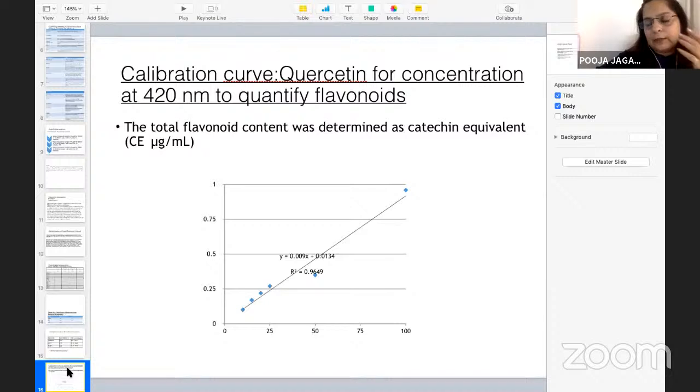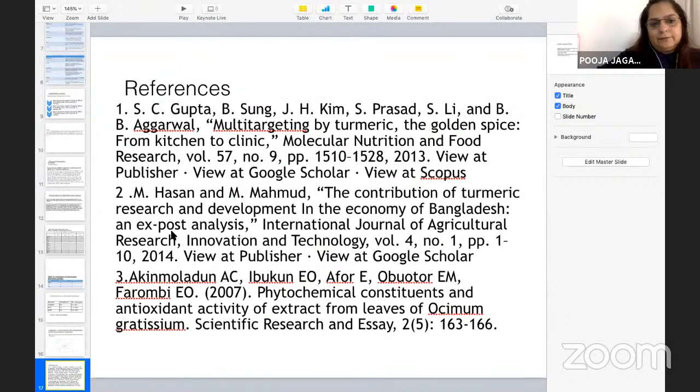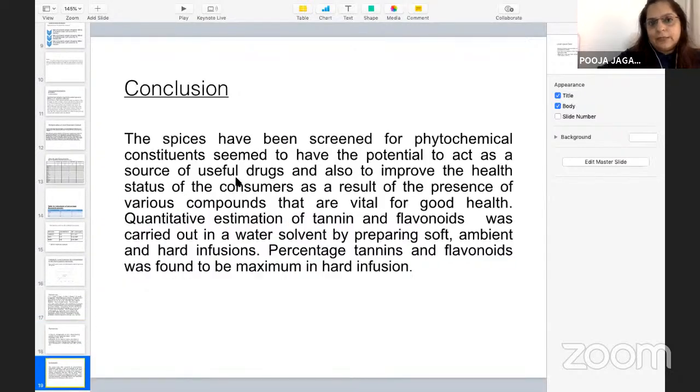The proposed method has been done using boric acid, and as we are still in process, I am not reporting it here. As I told you, this is the calibration curve for flavonoids. And these are the references I've used. We have also done the microbial study, but in water the microbial zone could not be found, whereas with ethanol solvent, the turmeric extracts are showing microbial activity.